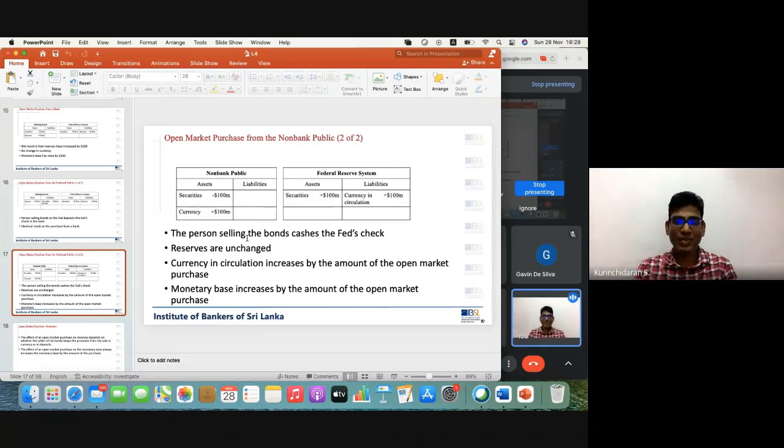So banks cannot make loans like previously. And the other way, if it is a non-bank public, the currency in circulation will come down. So then what will happen? You won't have that kind of demand you previously had, so then prices would be stabilized. Okay, this is open market operation, and through open market operation, this is how we can manipulate the money supply.